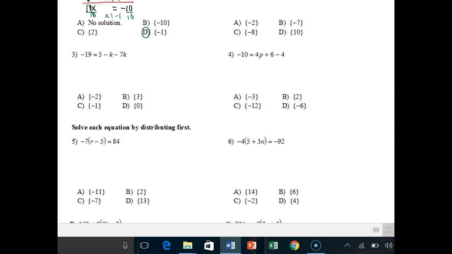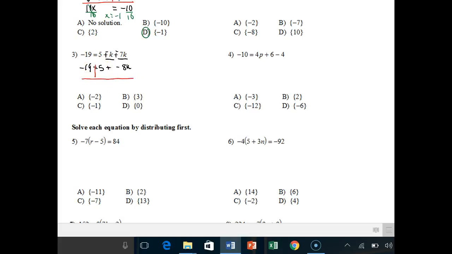All right, number 3. I have an ability here to change a couple things. So plus a negative k, plus a negative. And then I can combine negative k and negative 7k. And when I do that, I should get negative 8k, SSAK, right? Same signs, add, keep the sign. So negative 19 is equal to 5 plus negative 8k. Go ahead and draw your Tetris.